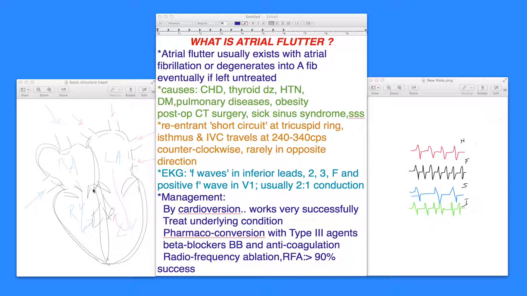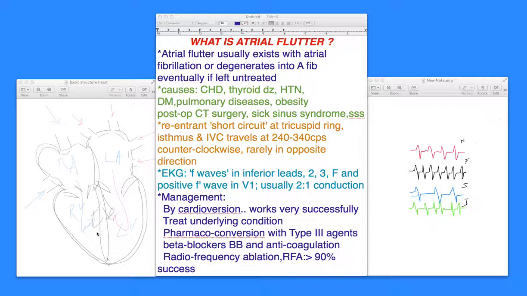and that transmits impulses at almost 240 to 340 cycles per second, and as a result, almost half of them will be transmitted via the AV node, because the AV node is like a filter here. So when it conducts almost half the rate, you should see about 150 more or less as the ventricular rate, which is very uncomfortable for the patient, by the way. 150 at rest is very, very uncomfortable.